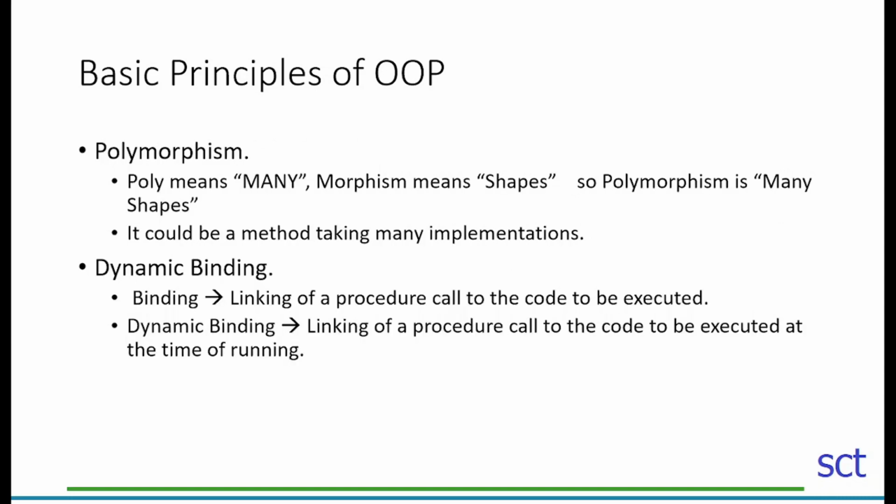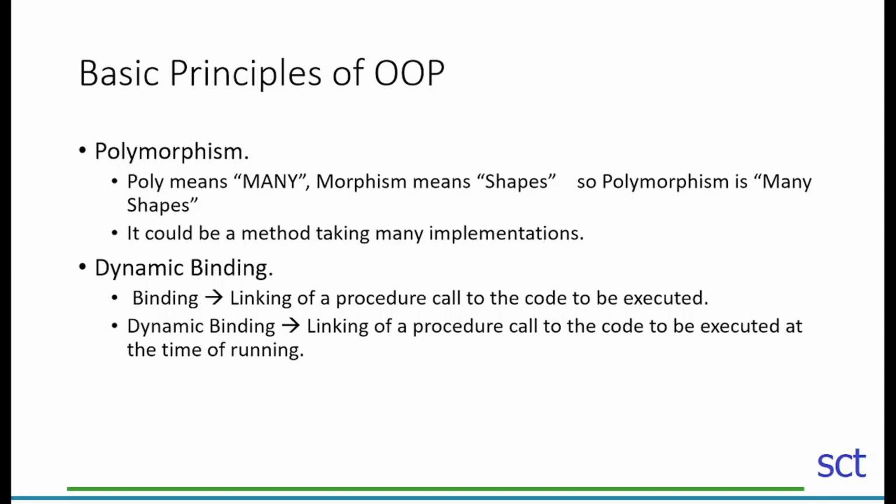Polymorphism: poly means many, and morphism means shapes. So it is basically many shapes. Polymorphism is called many shapes here. It could be a method which can take many implementations. For example, I have a method called ABC, and that ABC is going to take different shapes. How do you differentiate the shapes? By passing different parameters. One ABC can take an integer, one ABC can take a float, one ABC can take an integer and float combined together, etc.